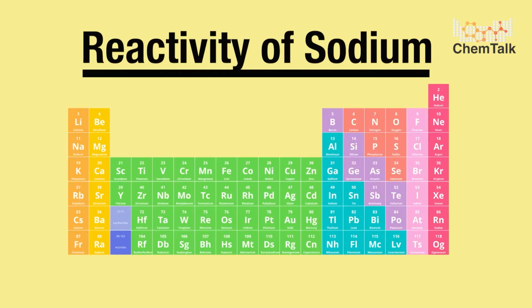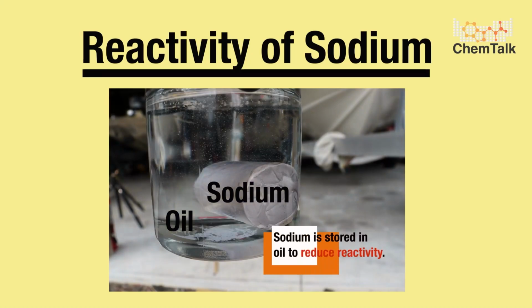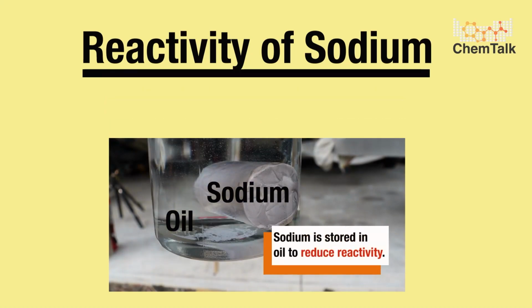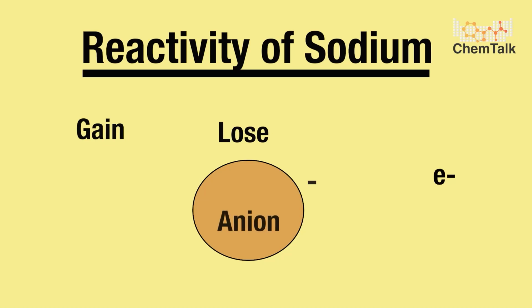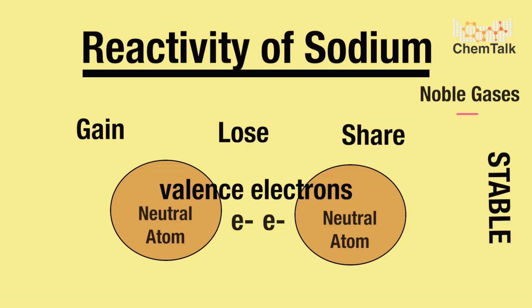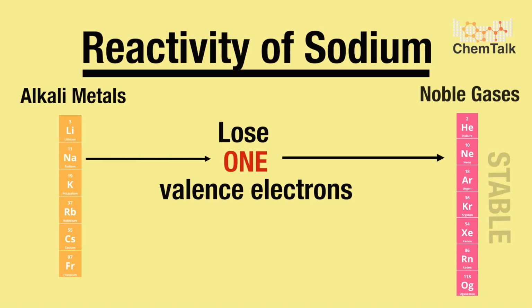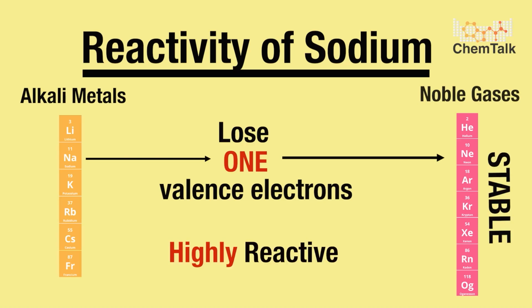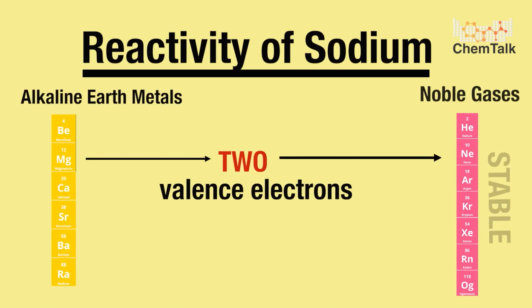Sodium is a group 1 alkali metal. All alkali metals are highly reactive, so they are stored in oil to reduce reactivity. Elements react with one another by gaining, losing, or sharing valence electrons to become stable like noble gases. Alkali metals only need to lose one valence electron to become stable, so this makes them highly reactive. Group 2 alkaline earth metals need to lose 2 electrons to become stable, so they are less reactive than Group 1.